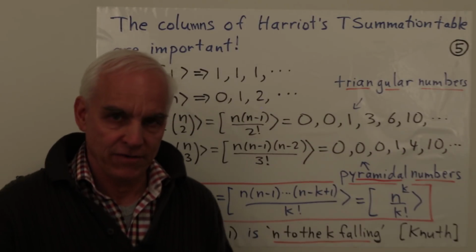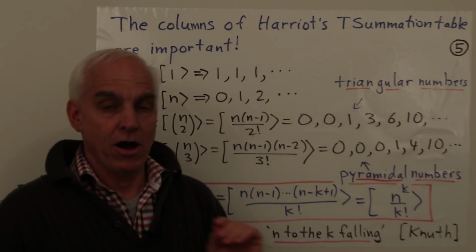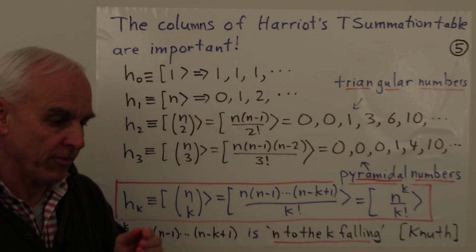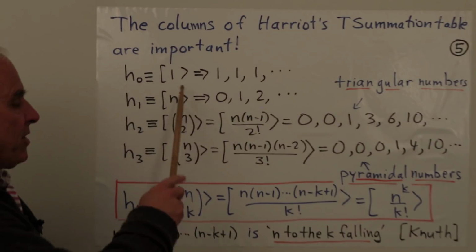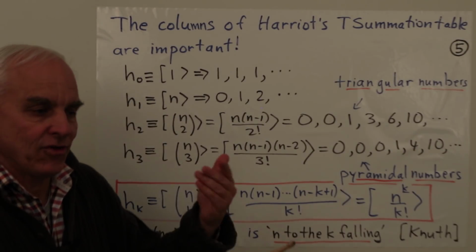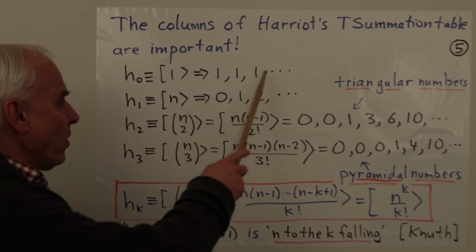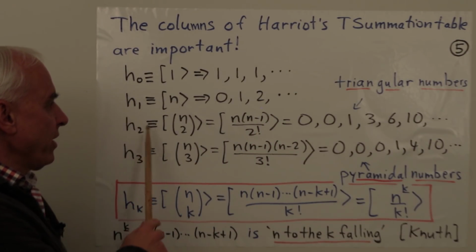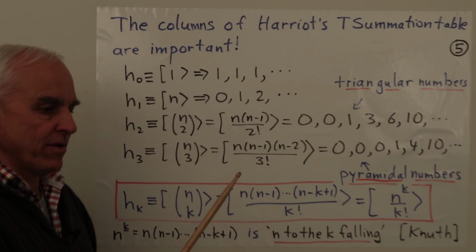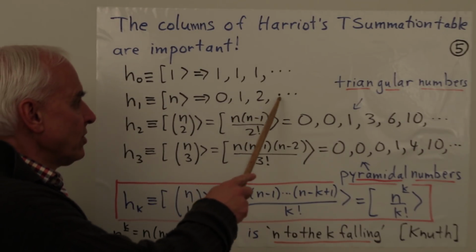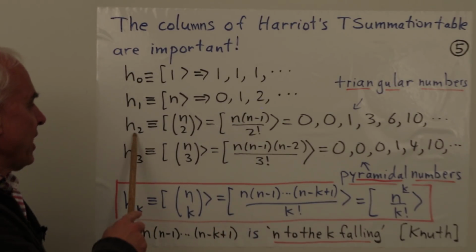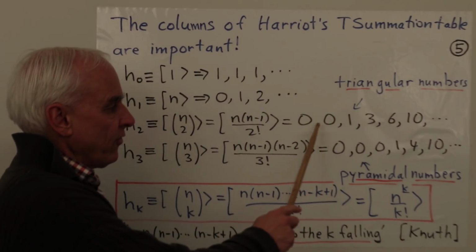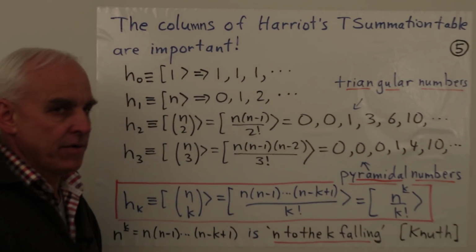So the columns of Harriot's triangular summation table are very, very important. So we're going to give them some names, the columns. H0 will be the column consisting of ones, or the sequence consisting of ones: 1, 1, 1, 1. The next column, H1, is just the sequence of natural numbers, 0, 1, 2, and so on. The next column, H2, is the sequence of triangular numbers, 0, 0, 1, 3, 6, 10.